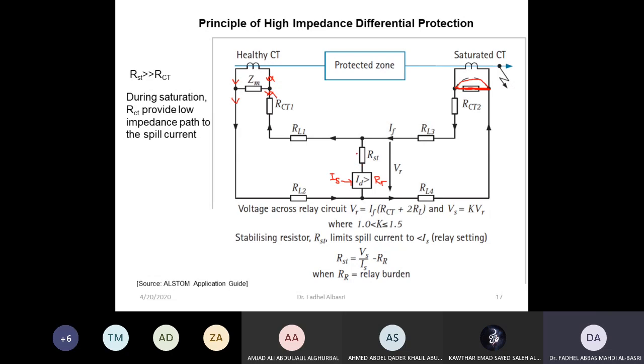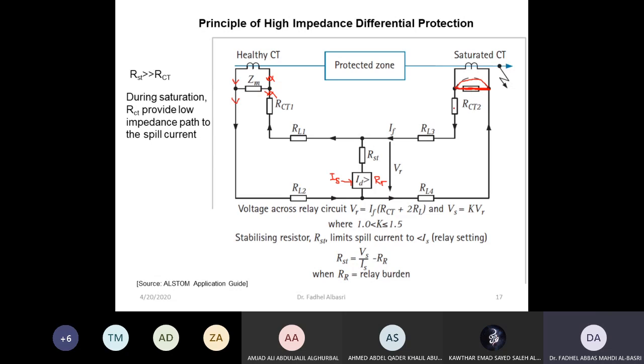Now I have to find, I don't want the relay to operate during this scenario, okay? Because this is an external fault that leads to one of these CTs to saturate. I don't want this relay to operate. Now, during short circuit of one of the CTs, this is the CT secondary resistance for 1, and this is for 2, and this is the lead resistance.